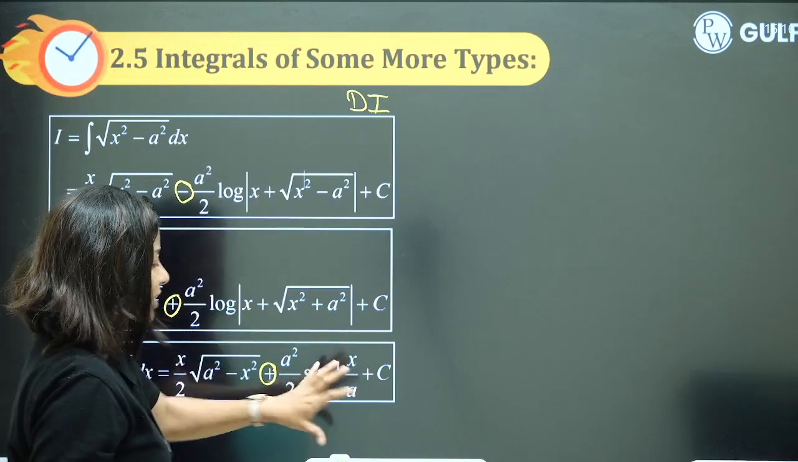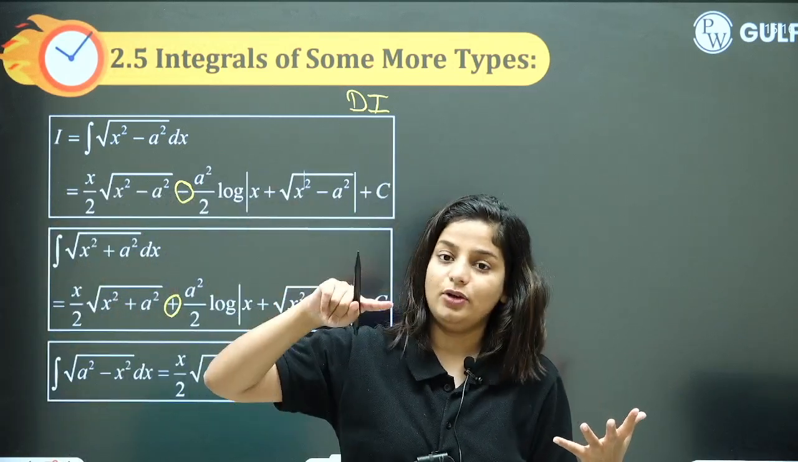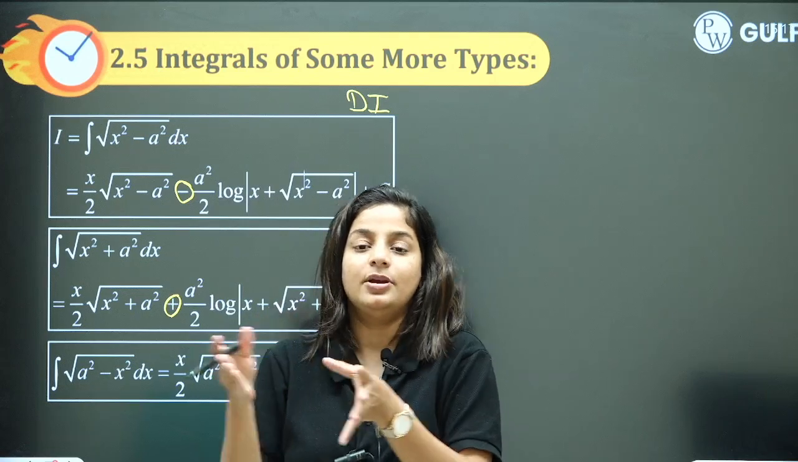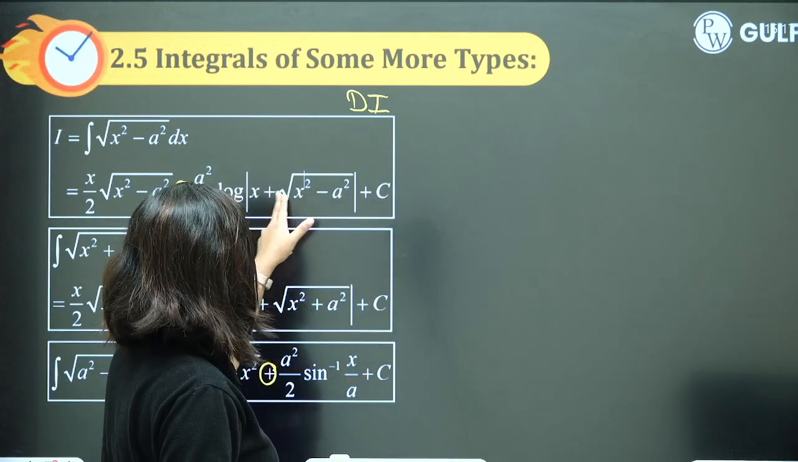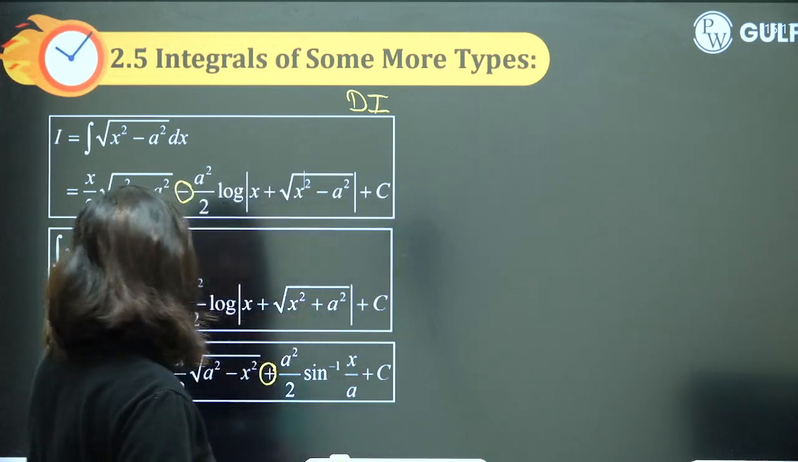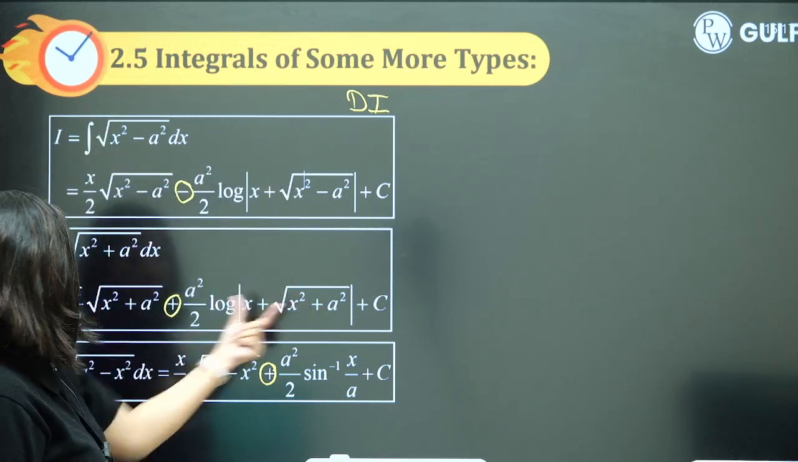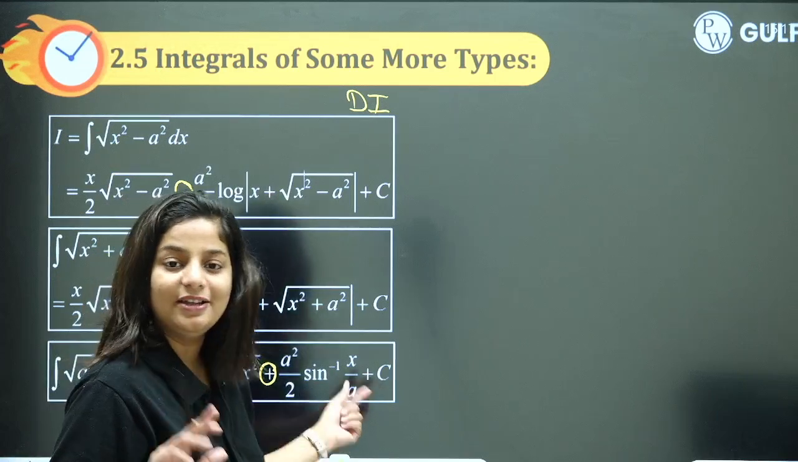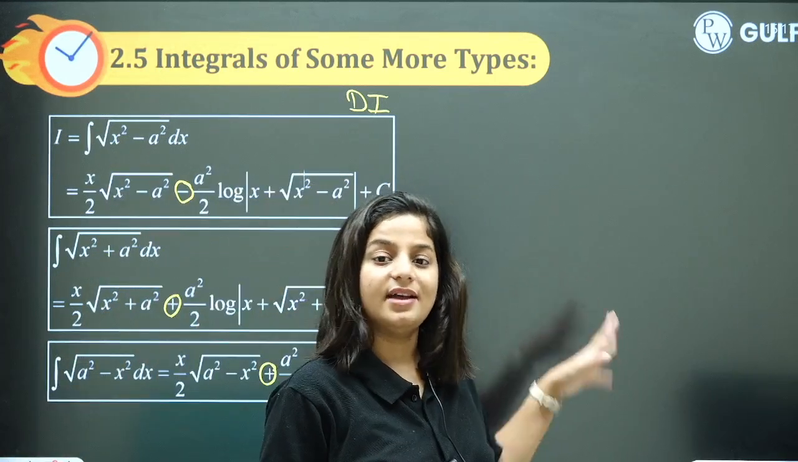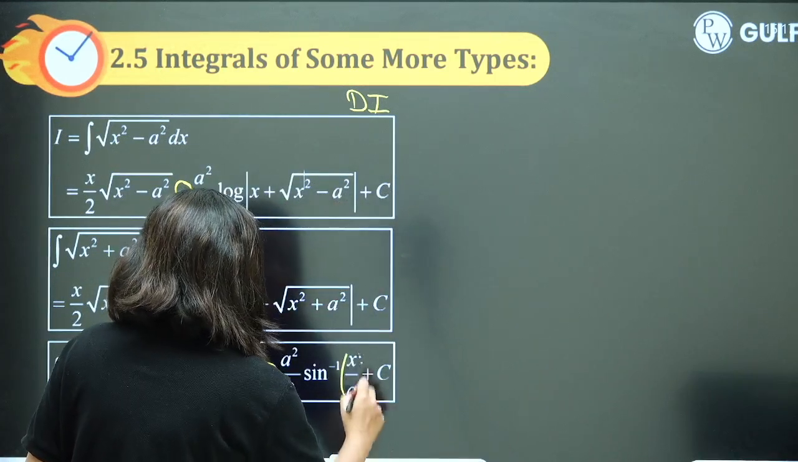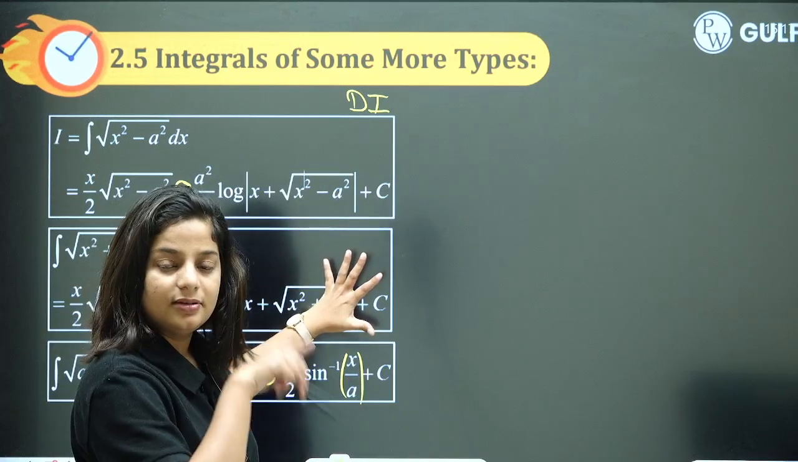So the second part is nothing but the formula from 1 by root quadratic: log mod of variable plus the question copied. This question is not copied because there it is different; there the formula is sin inverse of x by a, right? Okay. So the second part is 1 by quadratic.